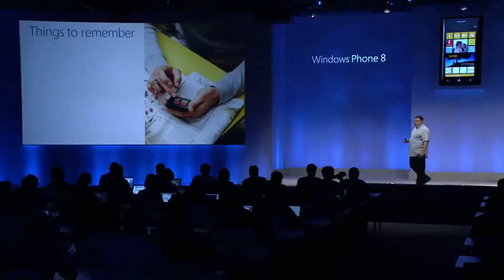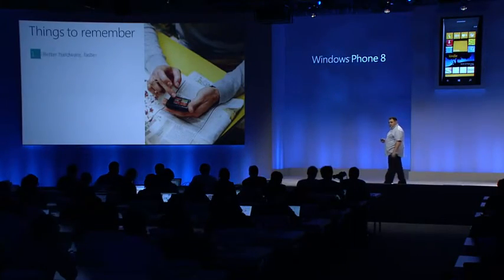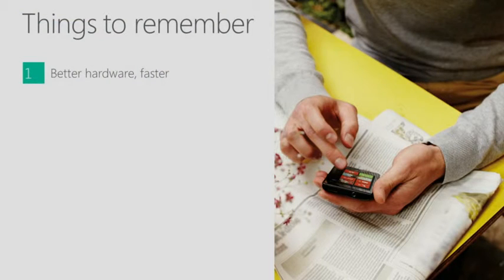There are 6 things that I want you to remember from our talk today. First, better hardware faster, because we have the same shared Windows core, which allows hardware partners to leverage and build optimized drivers. 2, amazing games are coming to Windows Phone 8 because of native code support.